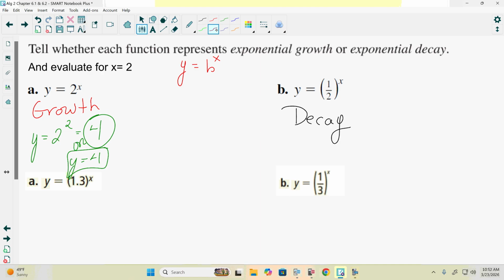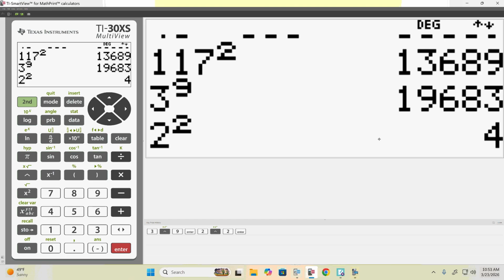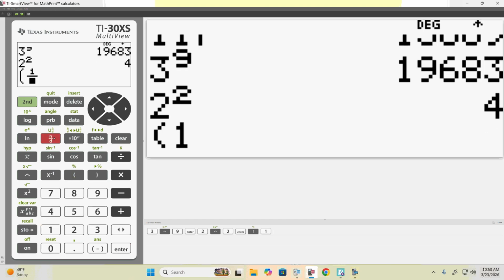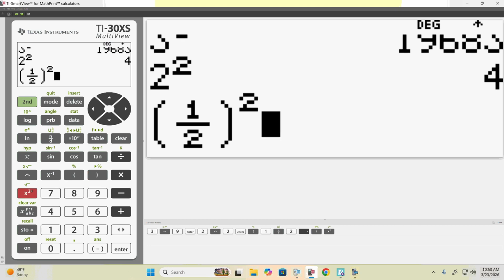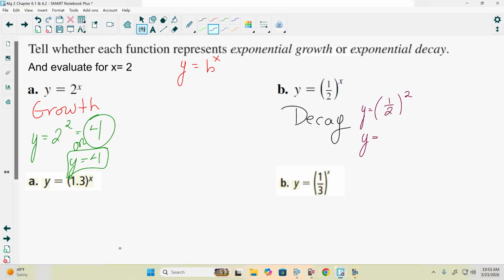Now we need to figure out what value of y is when x is 2. And again, we can grab the calculator, go parentheses 1/2, close parentheses, squared, equals 1/4. All right, guys. Questions on these two here?